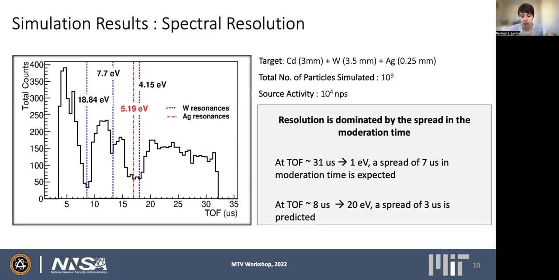It's actually the opposite of what we would see through a pulsed system, which, for example, is what Ethan is looking at with the DT generator. So that's just one thing to keep in mind: resolution is dominated by that moderation time, and it's improved for higher energy neutrons.